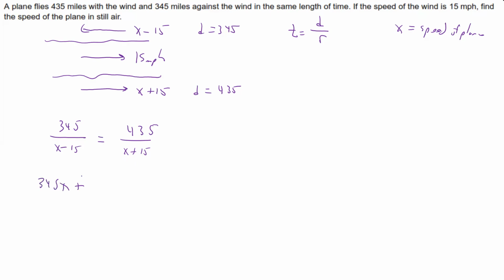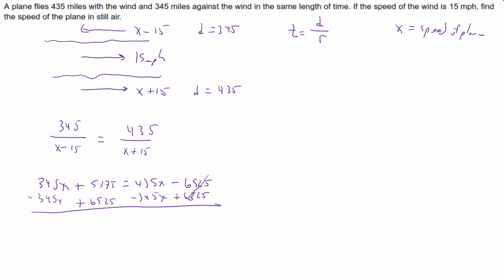345x plus, and if I do that on my calculator, 345 times 15, 5175, equals 435x minus, now 15 times 435, 6525. Now I have to solve for x, so let's add 6525. Let's add 6525. Now let's subtract 345x, subtract 345x. So those cancel, those cancel.